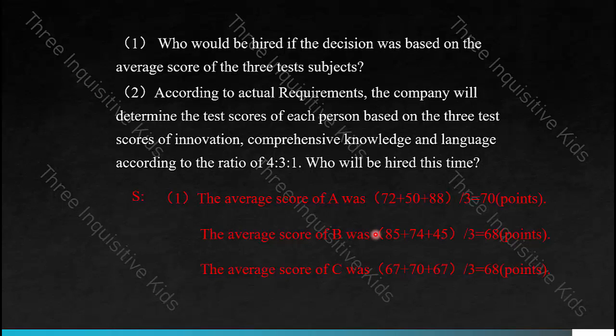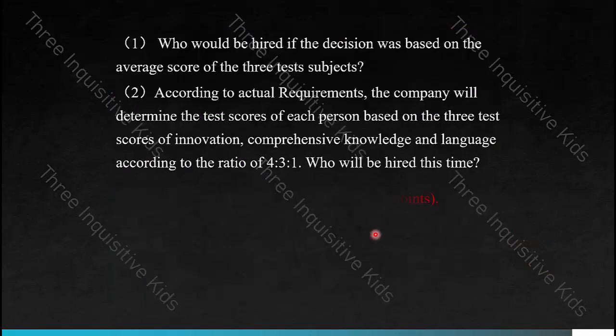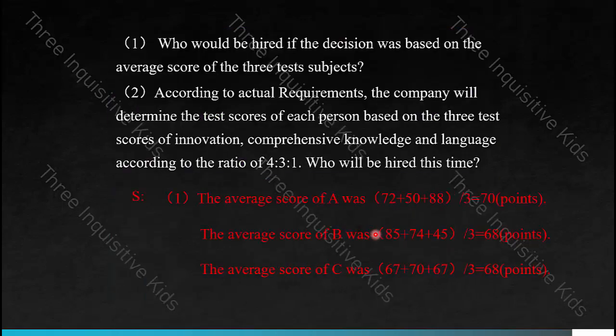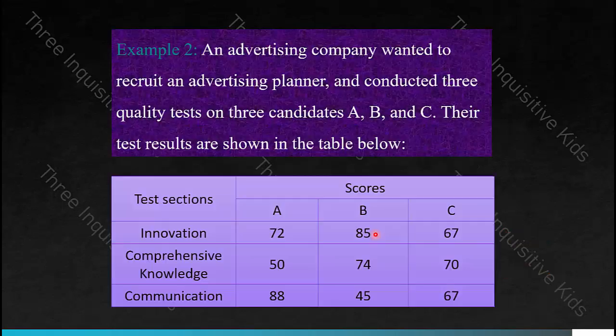According to the actual requirements that this job position needs to be successful in this company, the company will determine the test scores of each person based on the 3 scores of innovation, comprehensive knowledge, and language according to the ratio of 4 to 3 to 1. Now who will be hired? So now it's saying, essentially, if the ratio is 4 to 3 to 1, let me write this down, 4 to 3 to 1.